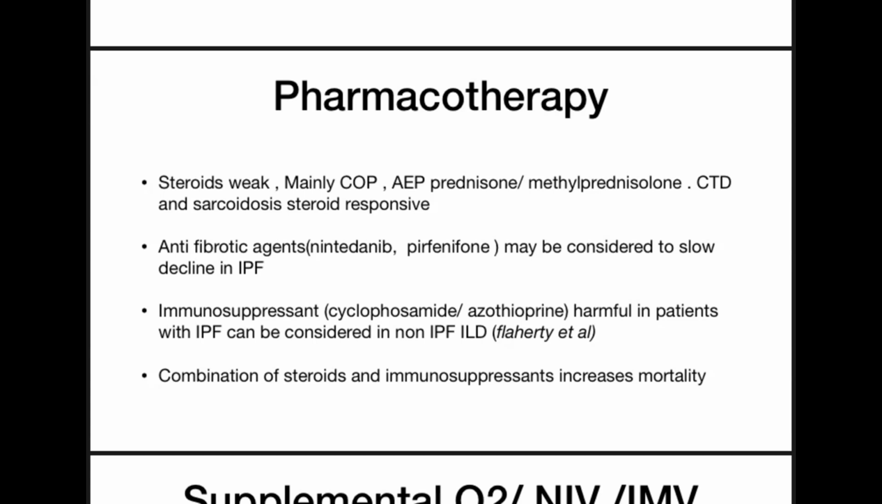The antifibrotics, which are pirfenidone and nintedanib, I think are the ones that have been studied well. They don't improve mortality, but they've been shown to slow down the progression of the disease. Yeah, immunosuppressants like cyclophosphamide, azathioprine, and all the wonderful things can work, especially with connective tissue disease, but have no benefit in IPF. And then a combination of steroid and immunosuppressants basically increases mortality.